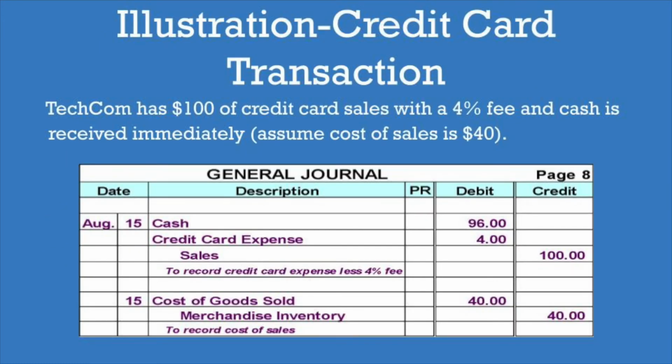So Techcom has $100 of credit card sales with a 4% fee, and cash is received immediately. So assume the cost of the sale is $40. So what do we have going on here? Well, in this case, we sold something for $100. Now, sales are credit. The cash came in, it was $96, and the credit card expense was $4. So 96 and 4 are the debit, and the credit is the sales. We would also record our inventory going down, so the second entry there would be cost of goods sold, $40, and merchandise inventory, $40.